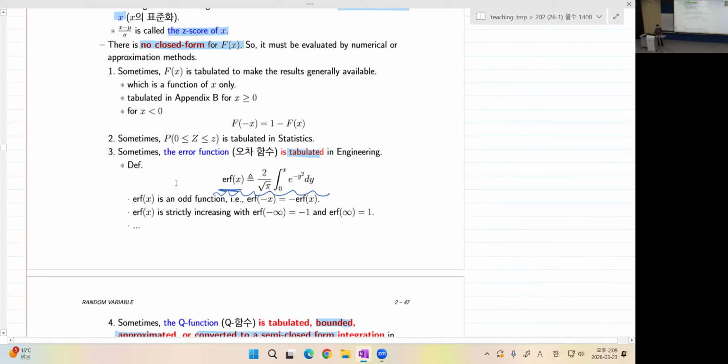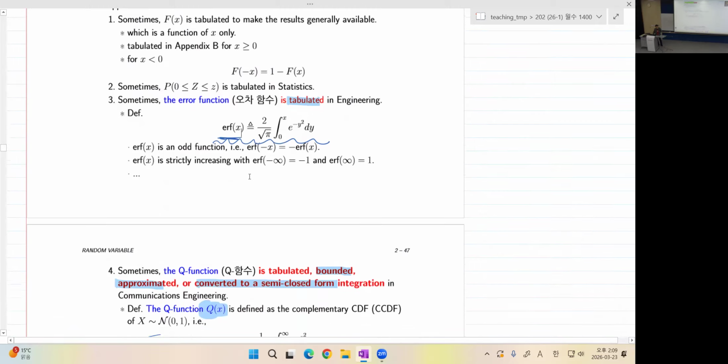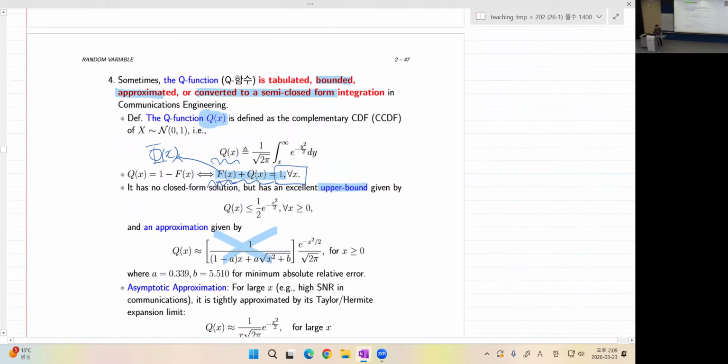What does that mean? We need tabulation, 테이블화가 필요하다. 이렇게 이해하시면 됩니다. So that is one way, but sometimes we still need not the table, but some mathematical formula. In that case, this is a very, very good approximation, and it will appear again later.